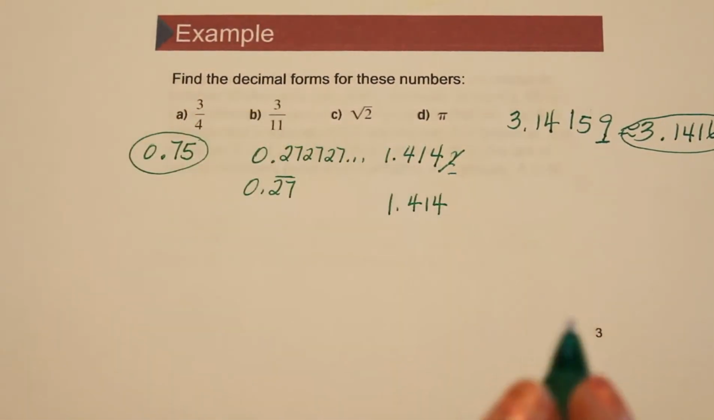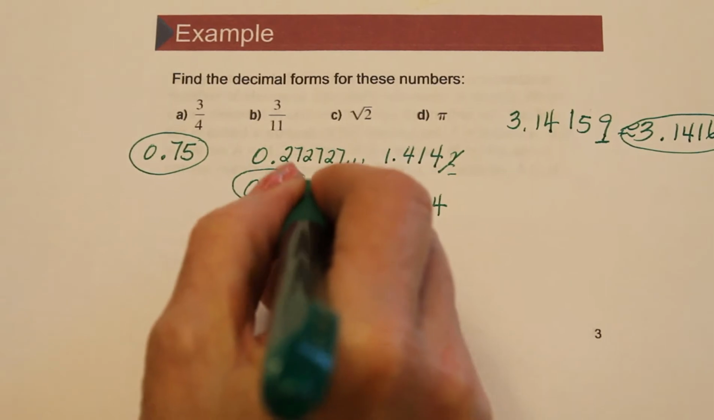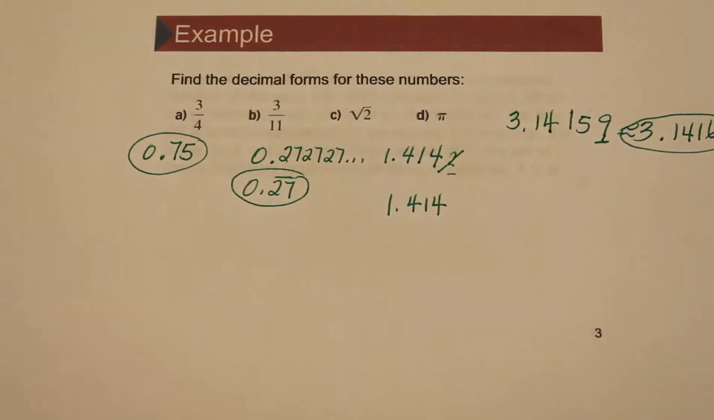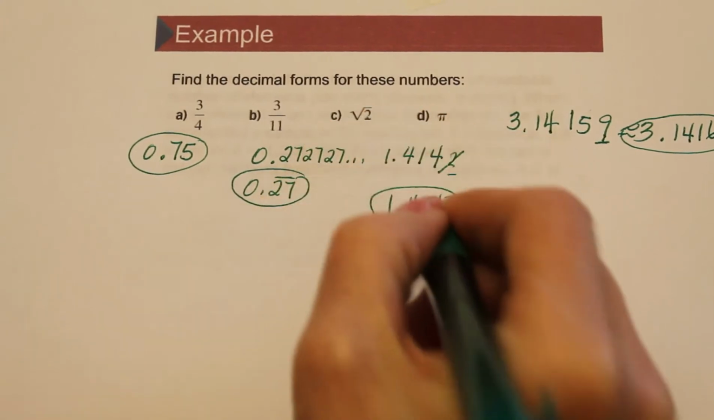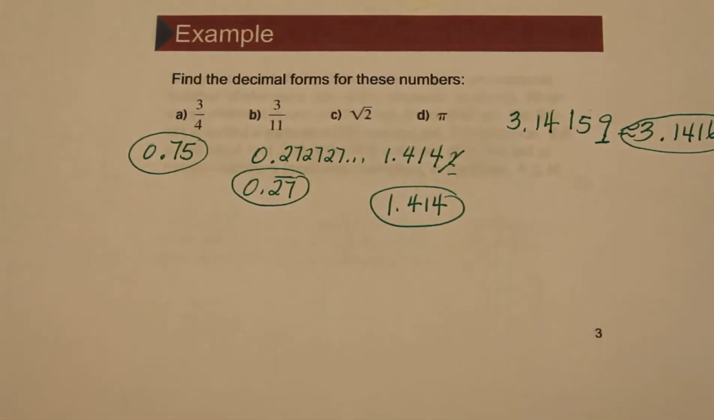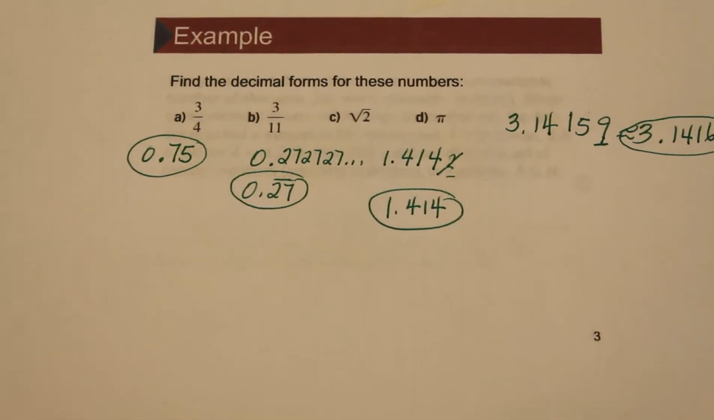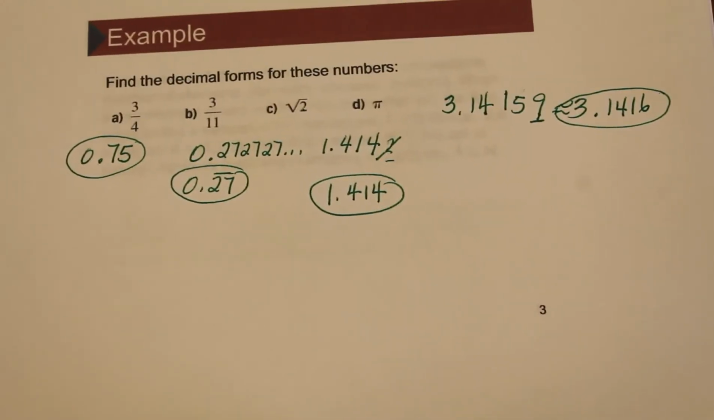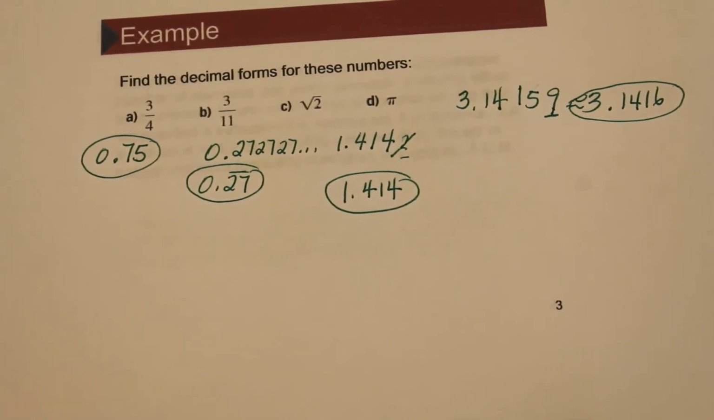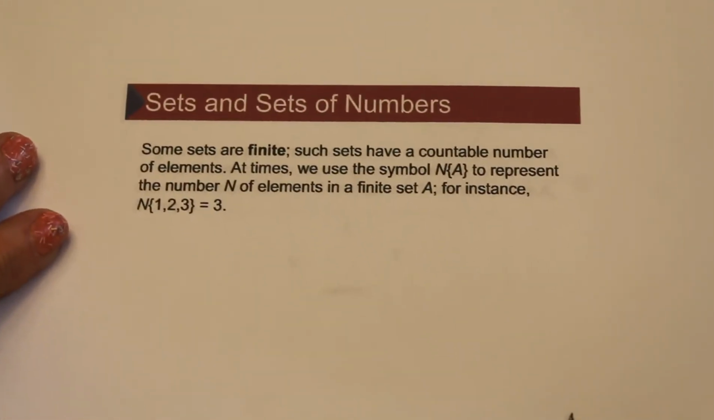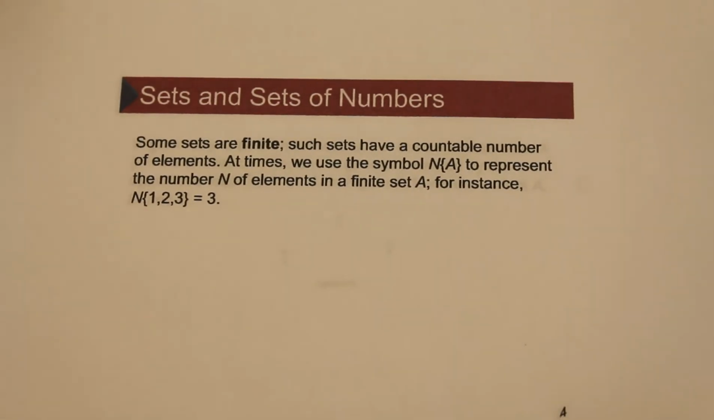So here I have a fraction and its decimal equivalent, a fraction and its decimal equivalent, a radical and its decimal equivalent. And then we have our real number, pi. It's an irrational number, approximately 3.1416. So let's continue to talk about sets of numbers.